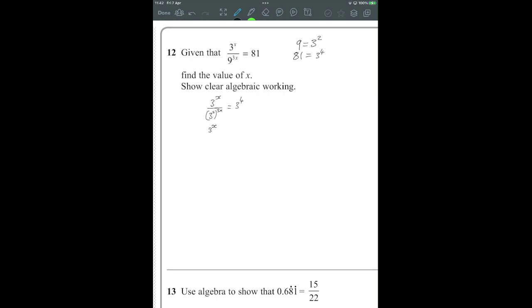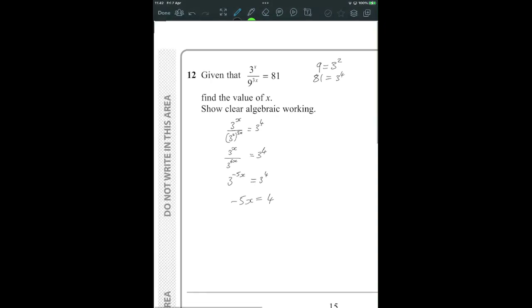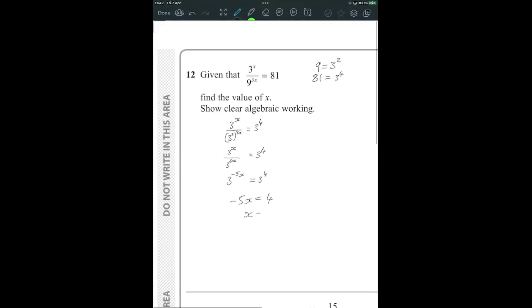3 squared to the 3x, power to a power, we multiply the powers, so 6x. And then dividing powers, we subtract them, so it's negative 5x equals 3 to the 4. Base numbers are the same, both sides look identical, so the powers have to match. And finally, x equals, dividing through by negative 5, negative 4 over 5.